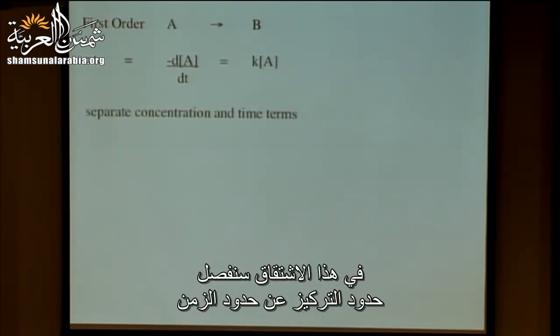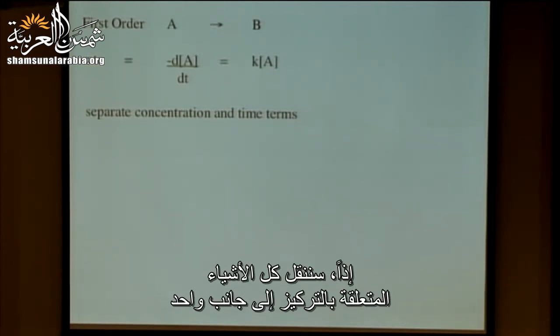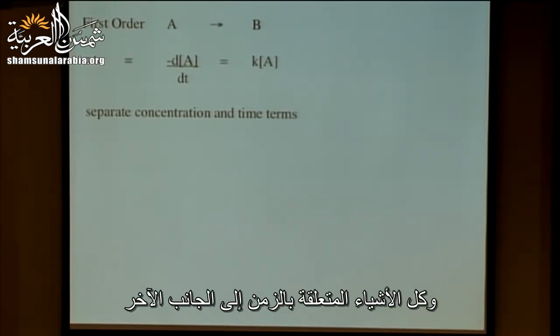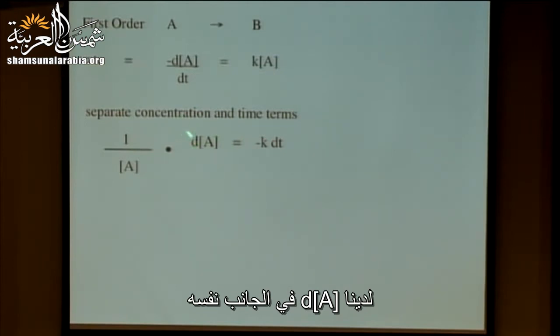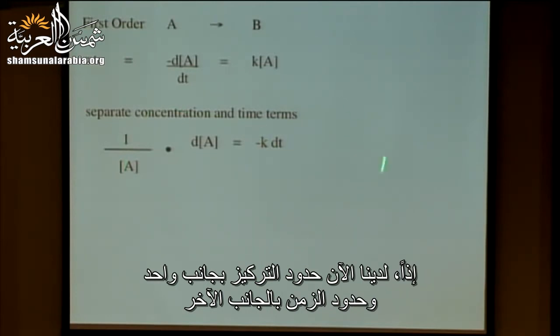In this derivation, we're going to separate our concentration terms and our time terms. We're going to move everything with concentration to one side and things with time to the other side. So on one side we have 1 over the concentration of A, which we bring down here, with d[A], and then we have our negative sign and our k over here, and move dt also over to the other side. Now we have concentration terms on one side and time terms on the other side.